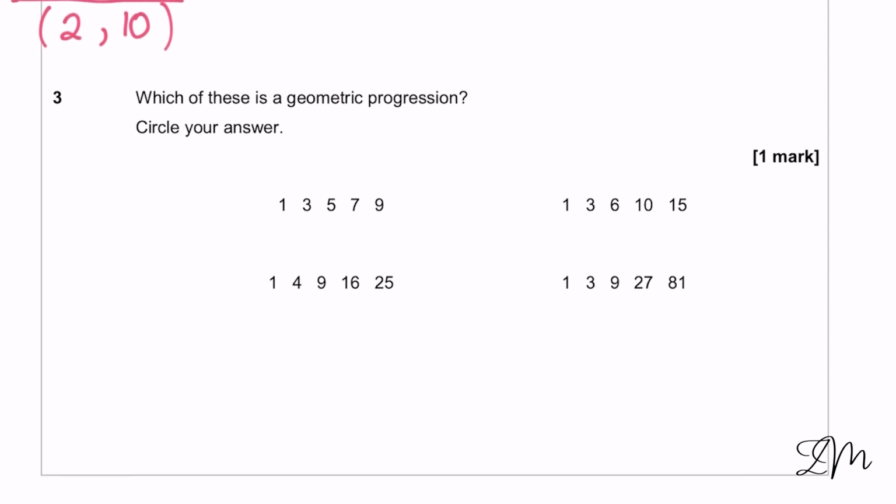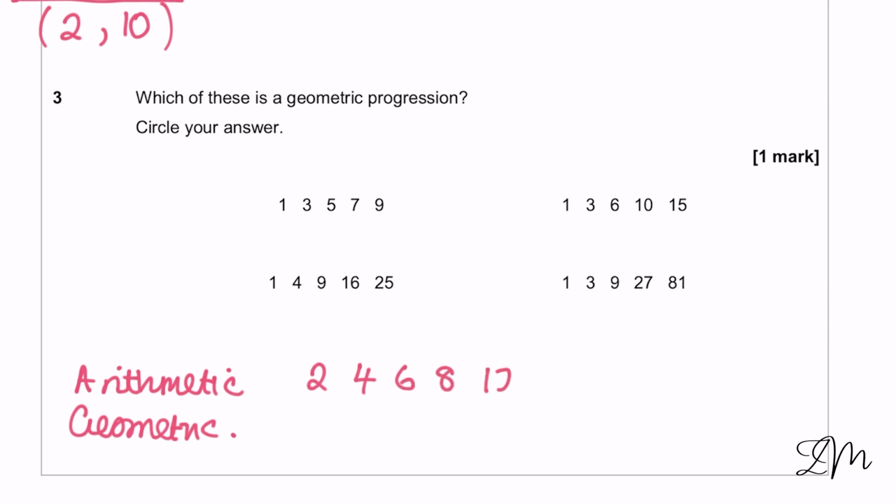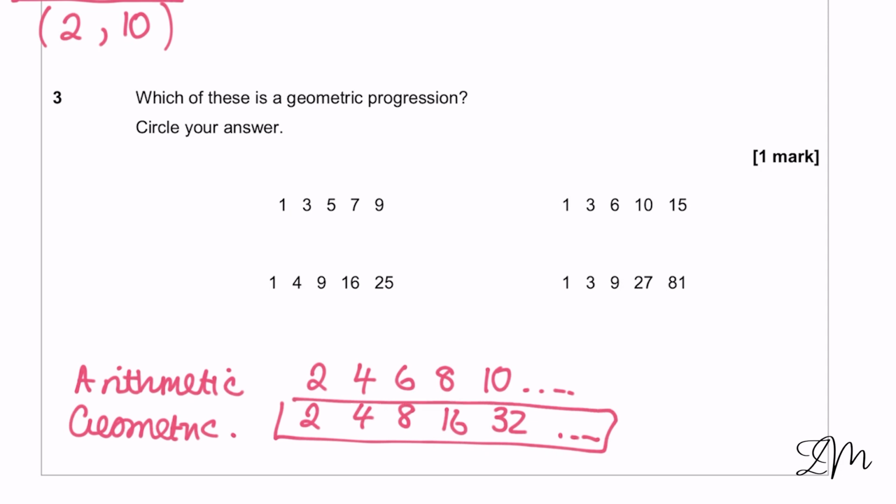Next question. Which of these is a geometric progression? Now in GCSE, the two progressions whose names you need to know are the arithmetic progression and the geometric progression. An arithmetic progression is when something goes up by the same number each time. So you're adding, for example, 2 plus 2 plus 2 plus 2 plus 2 and so on. Whereas in a geometric progression, each term is multiplied by the same number each time. So we'd have 2 times 2 times 2 times 2 times 2 and so on. So we're looking for one where something is multiplied each time.